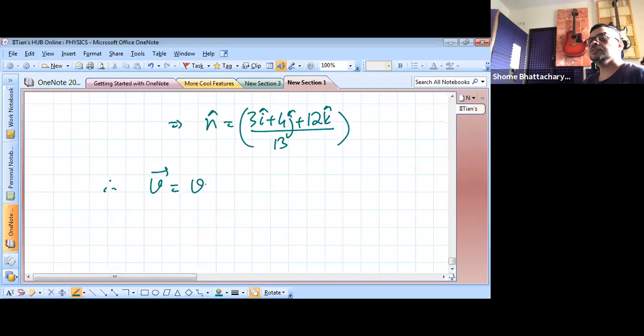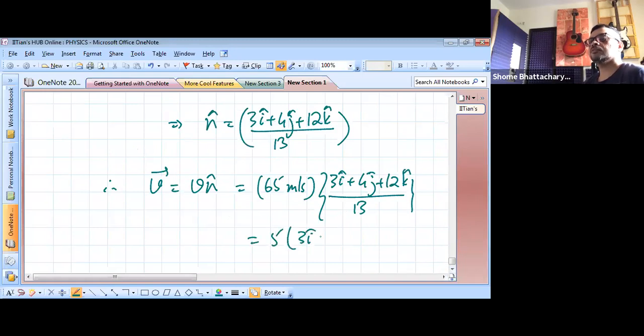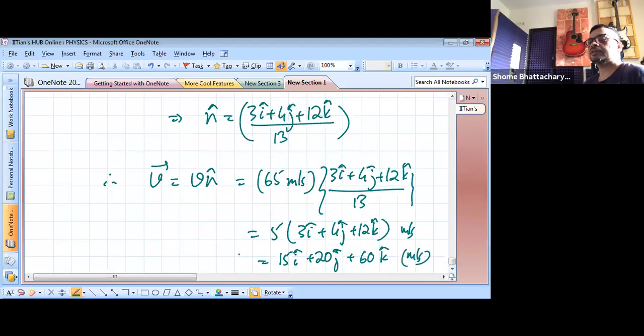So therefore, what is my velocity vector? It is the magnitude of the velocity into the unit vector. So magnitude of velocity was 65 meters per second, and the unit vector is this one. Okay. So this will cancel with this. So this will become 5 into 3i cap plus 4j cap plus 12k cap, or we can write this as 15i cap plus 20j cap plus 60k cap in meters per second. This is becoming my velocity vector.